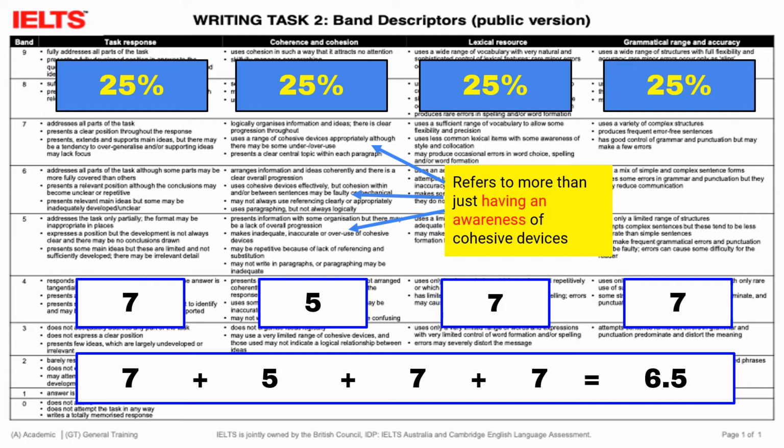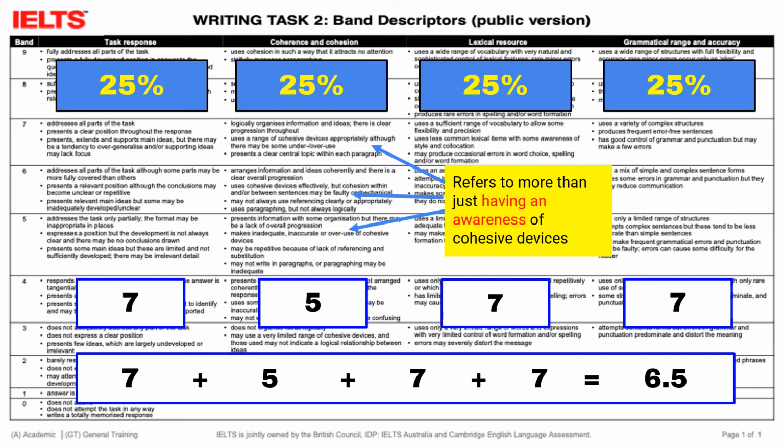You'll note that there are 4 categories of scoring, and that each of them account for 25% of your total task 1 writing score, task 2. To be awarded a particular band level, your writing must meet all the positive criteria for that level.